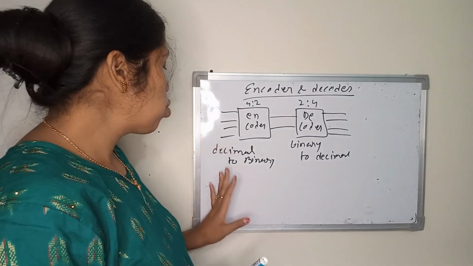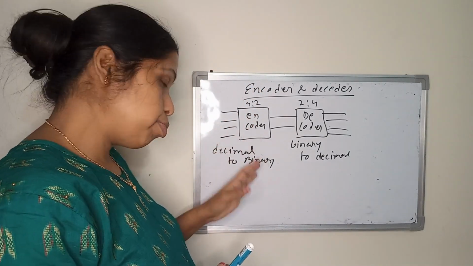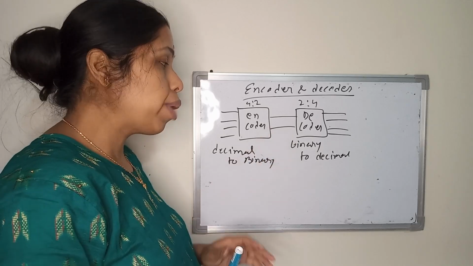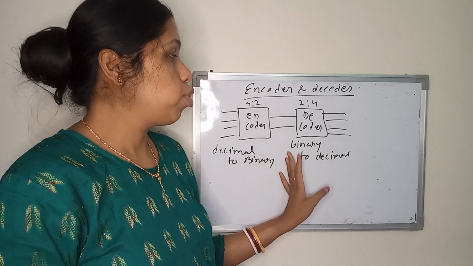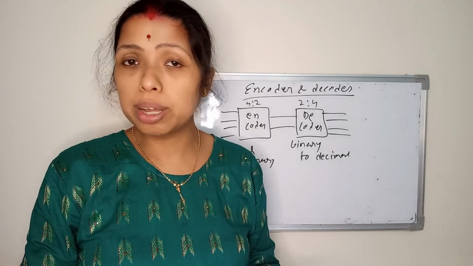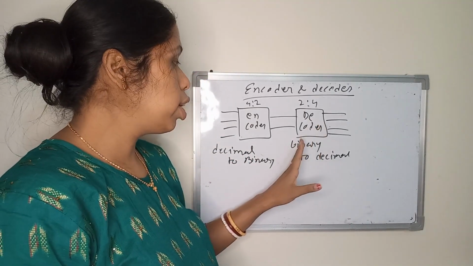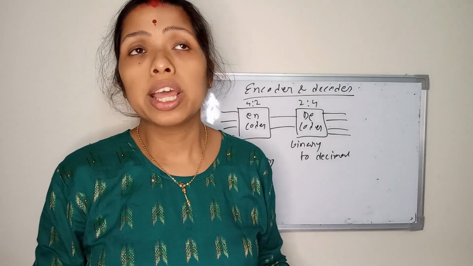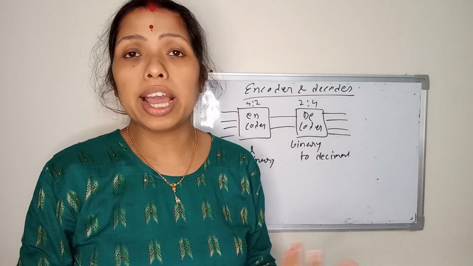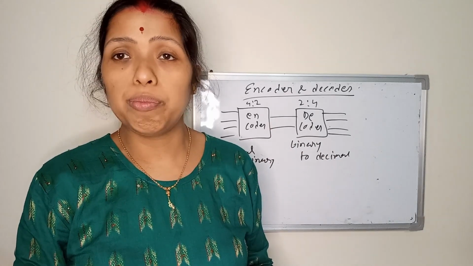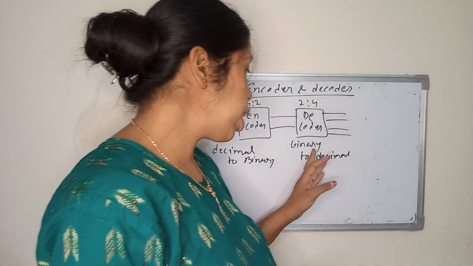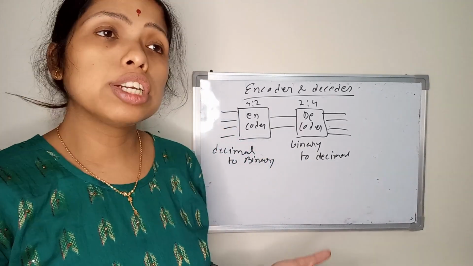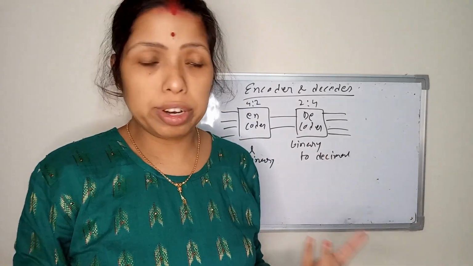So here, decimal to binary: by using the encoder, any decimal number, suppose 0, 1, 2, 3, 4, 5, can be converted into binary. And again, to get the readable decimal number, by using the decoder the computer converts binary to decimal. Similarly, if you want to convert octal to binary and hexadecimal to binary, you can do it using the encoder. Here it is other number systems to binary using the encoder, and binary to other number systems using the decoder.